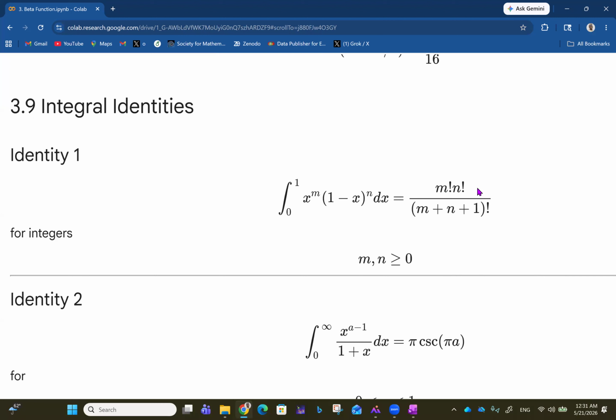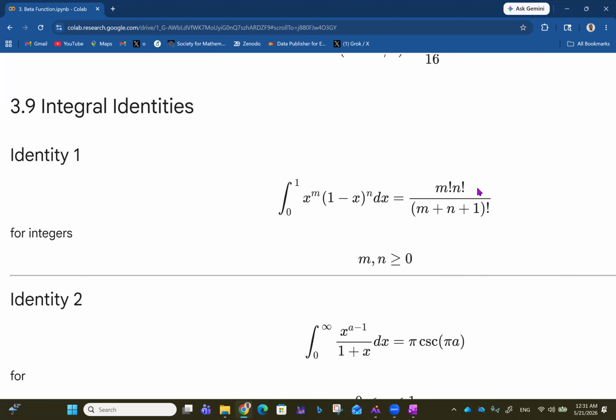Then another identity. Identity 2: the integral from 0 to infinity of x raised to power a minus 1 over 1 plus x dx is pi cosec pi a, with a lying between 0 and 1. And identity 3 is the integral from 0 to pi over 2 of sine to the power m of x dx, which is square root of pi times gamma of m plus 1 over 2, over 2 gamma of m over 2 plus 1. That's another identity. So they may be useful in some regard.